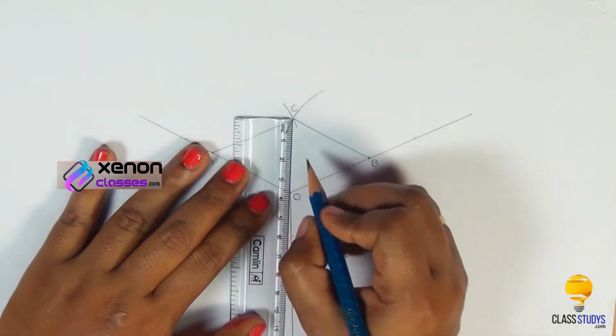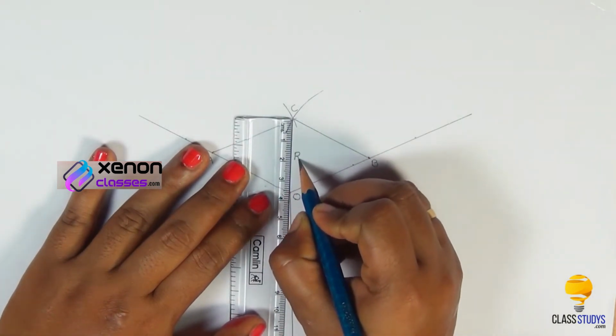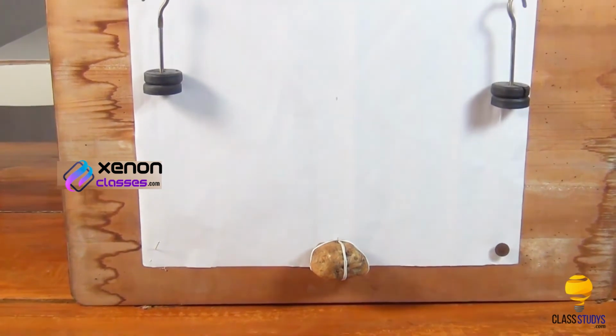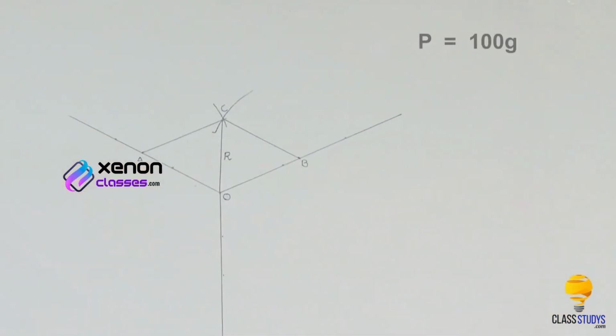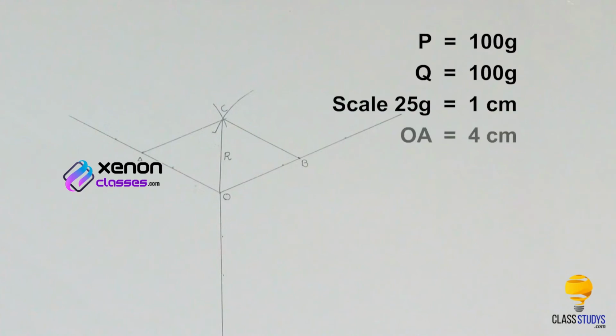This represents the resultant vector R, which corresponds to the weight of the unknown body. OC multiplied by the scale will give you the value of the unknown weight S.